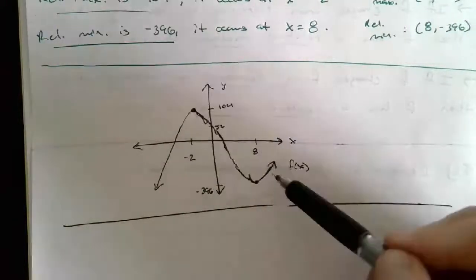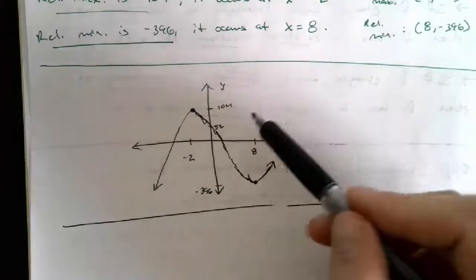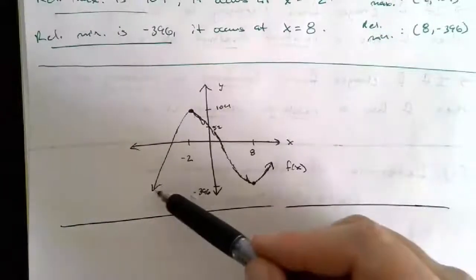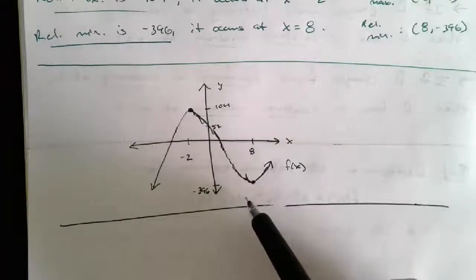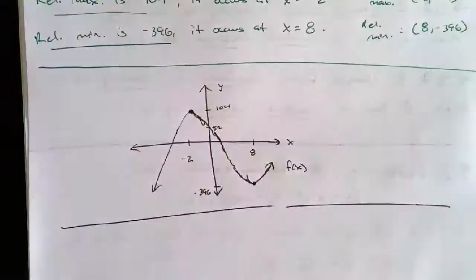It's not absolute because this graph can go up forever, so it's not an absolute maximum. This is not an absolute minimum because this graph is going to go downward forever. So the y values for the range on this are all real numbers, but we are finding where the relative maxes and mins occur.